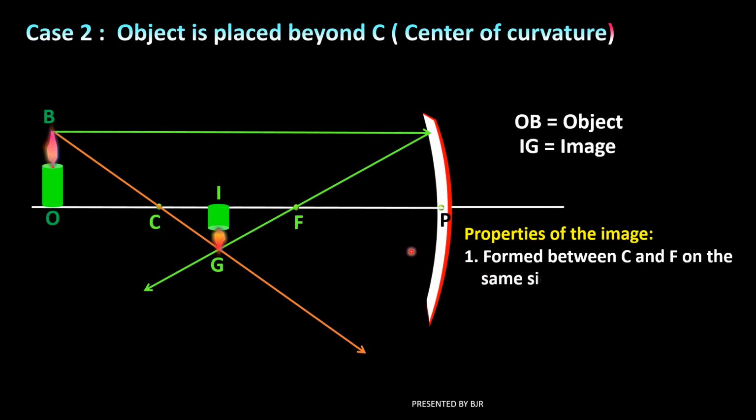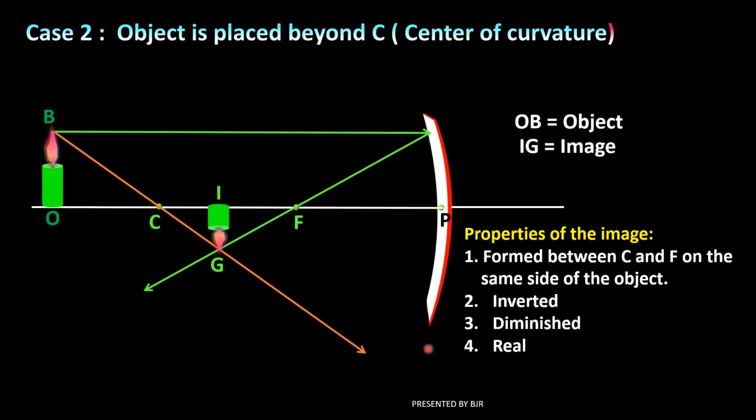Formed between C and F, on the same side of the object. You observe here, object and image are on the same side, and inverted, diminished. That means you compare their sizes. The size of the image is smaller than the size of the object. That's why diminished, that is small in size.